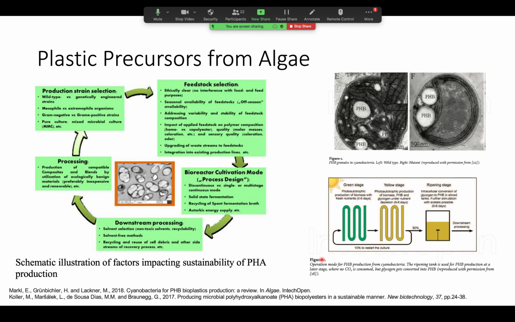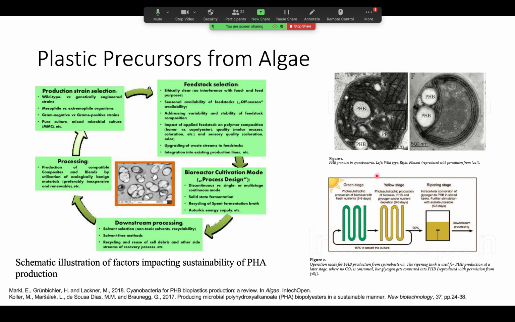This also is some cool stuff. You see that image of the algae. See the PHBs. They're collecting large amounts of these precursors inside of them, and they're fine. They're okay to be there inside the algae. They're biologically compatible. And the cool thing about algae is you turn it on.